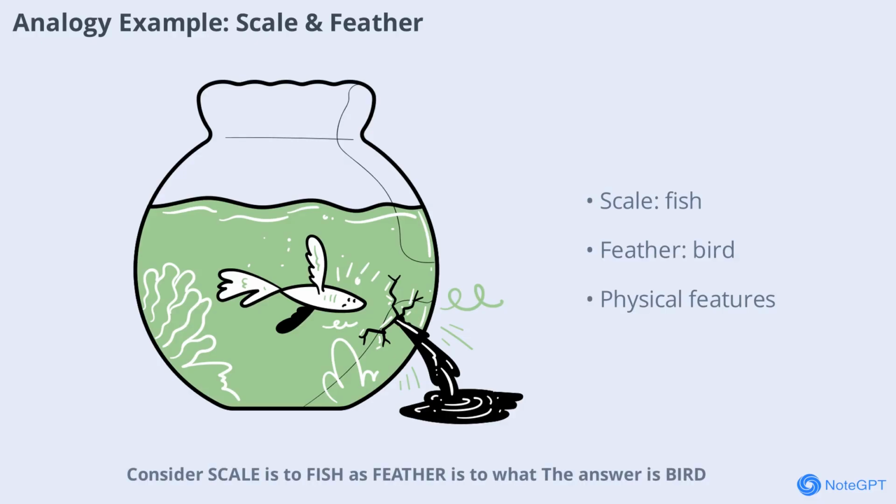Consider, scale is to fish as feather is to what? The answer is bird. Fish are covered in scales and birds are covered in feathers. This analogy is about physical characteristics. Look for what covers or is a feature of the subject.